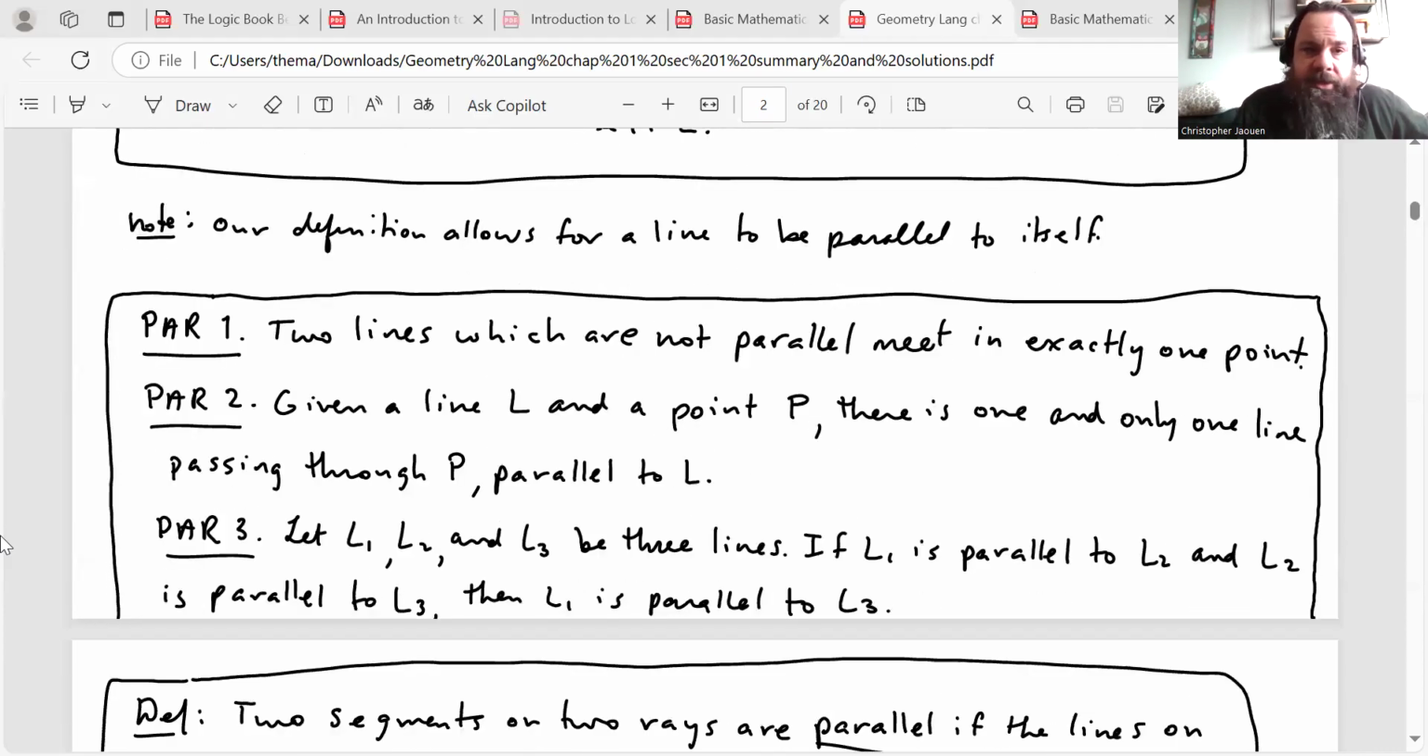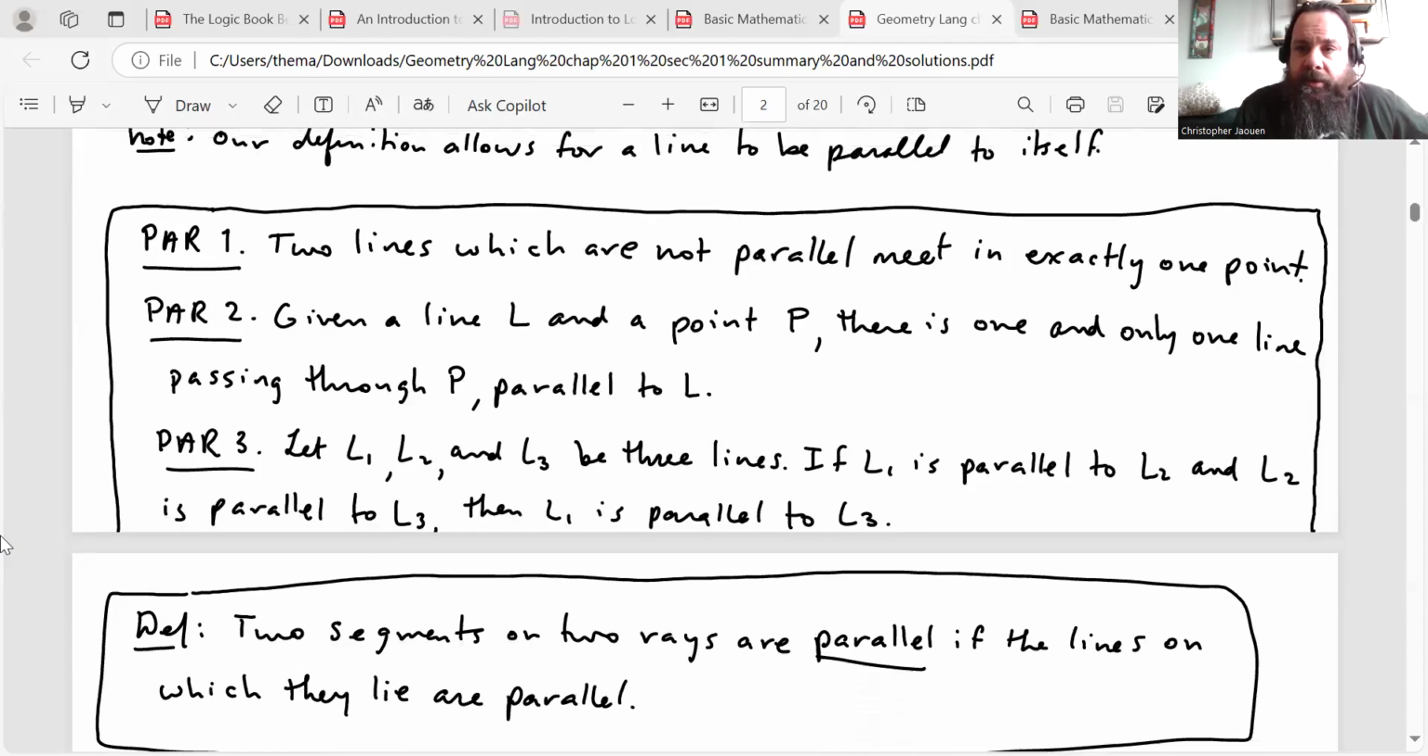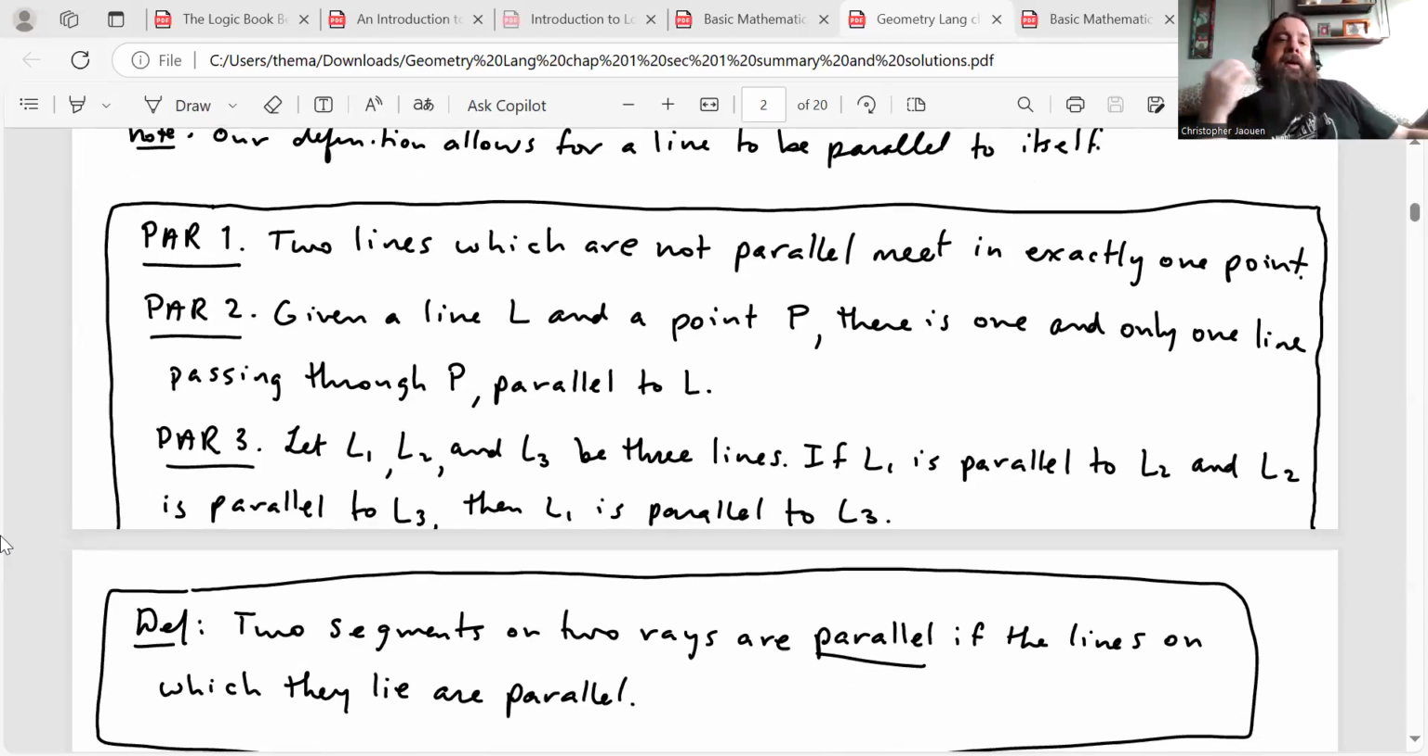And then we have some axioms here that deal with properties of parallel lines. He denotes these by PAR and then with the number after it. So PAR 1, two lines which are not parallel meet in exactly one point. PAR 2, given a line L and a point P, there is one and only one line passing through P parallel to L. And finally, PAR 3, let L1, L2, and L3 be three lines. If L1 is parallel to L2 and L2 is parallel to L3, then L1 is parallel to L3. So this is a sort of transitive property.